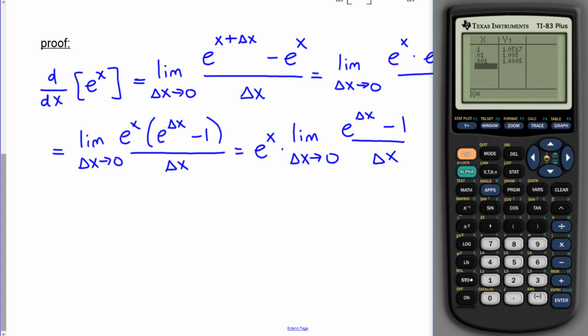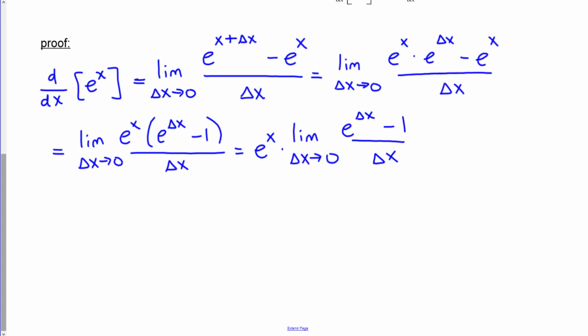If I start with values that are less than 0, but getting closer and closer to 0, it looks like these are also approaching 1. So the limit from the left is equal to the limit from the right, which is 1. So that tells me that this limit is just 1. So this would be e to the x times 1, which is just e to the x.